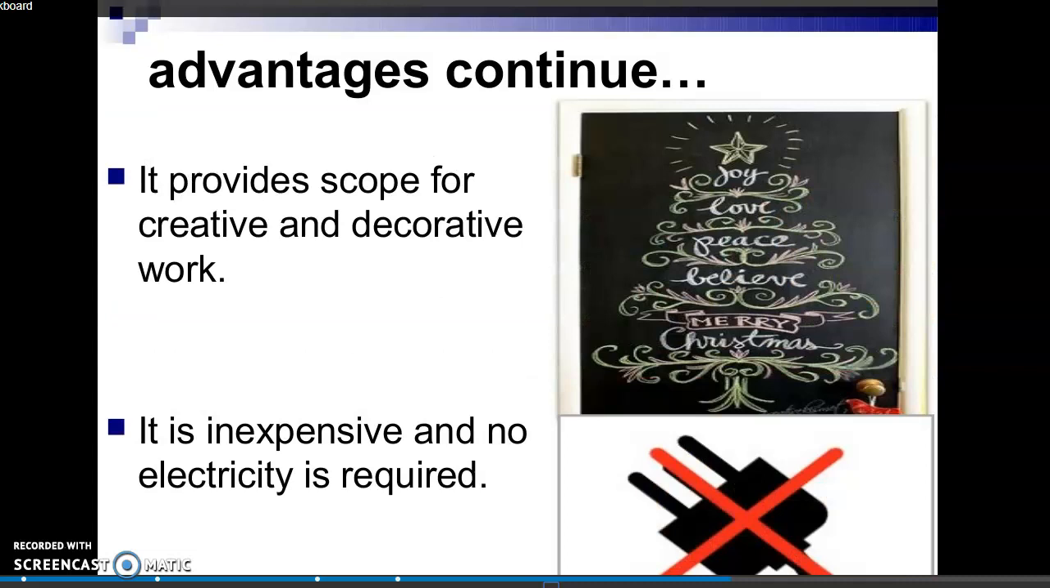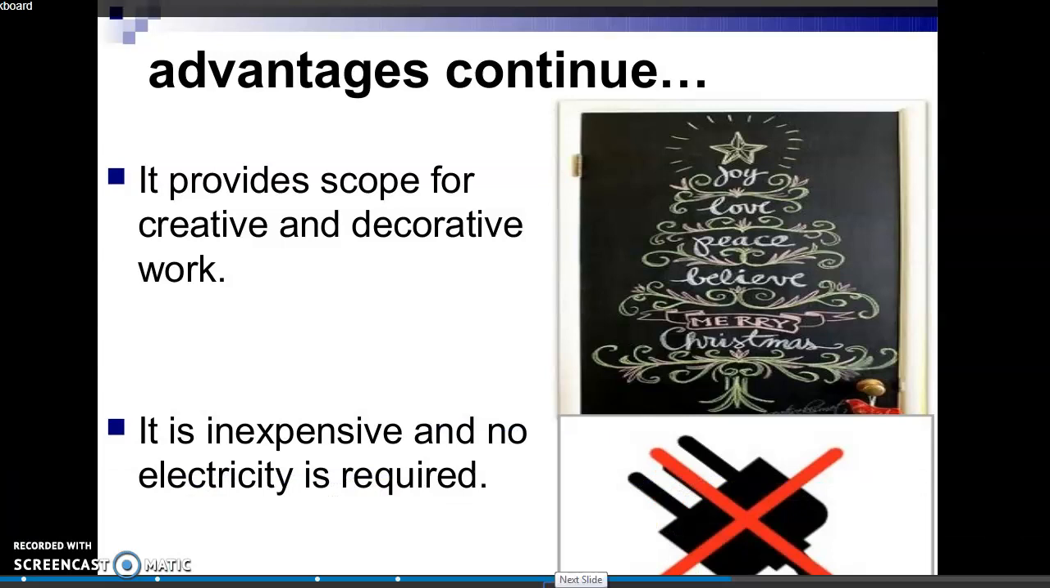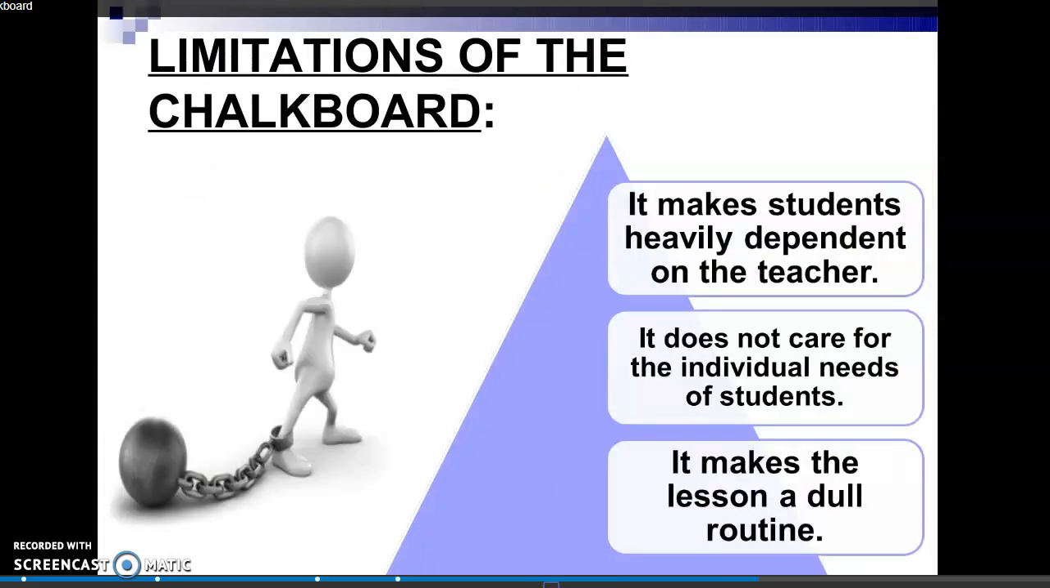That's the important and very interesting point, that it provides a scope for creative and decorative work in the classroom. And it's very inexpensive, and it doesn't require any electricity. That's one of the big advantages of using the blackboard in the classroom.